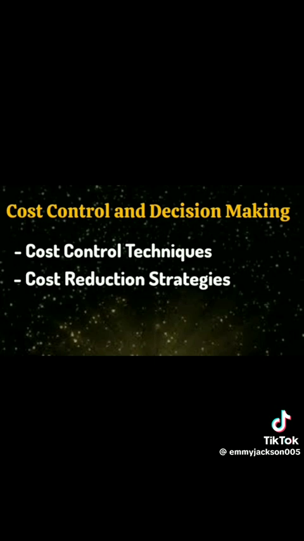2. Cost reduction strategies. Cost reduction strategies involve identifying and implementing initiatives to reduce costs without compromising product quality or service levels. It includes activities such as renegotiating supplier contracts, improving operational efficiency, and eliminating waste. 3. Cost-based decision-making. Cost accounting provides essential information for cost-based decision-making, including product pricing, make or buy decisions, product mix optimization, discontinuation of unprofitable products, and investment appraisal.